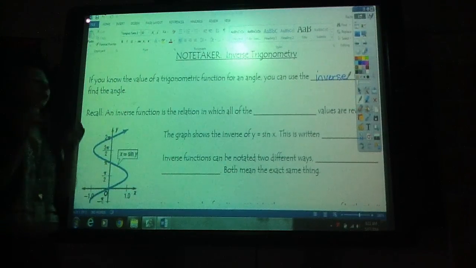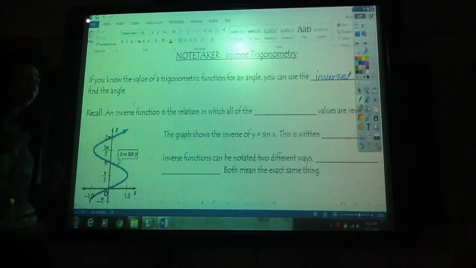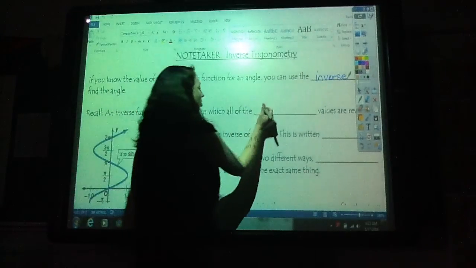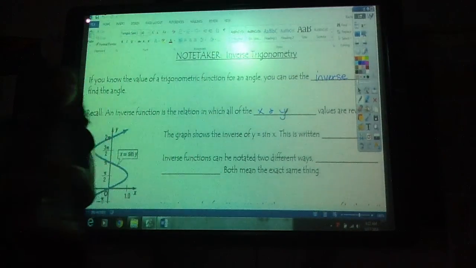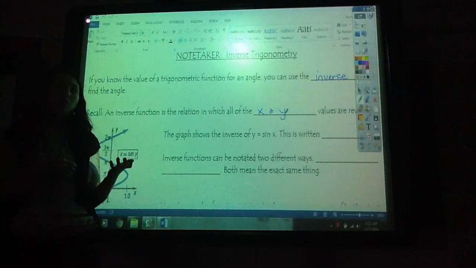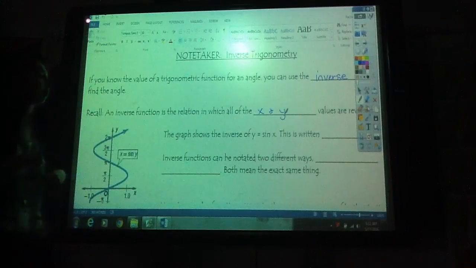I want you guys to remember way back when, I think it was unit 5 or 6, that we talked about inverses. And what we did anytime we do an inverse is we switch all of the x and y values. So instead of it being y equals something, it becomes x equals something, and typically we go ahead and solve for y after that.